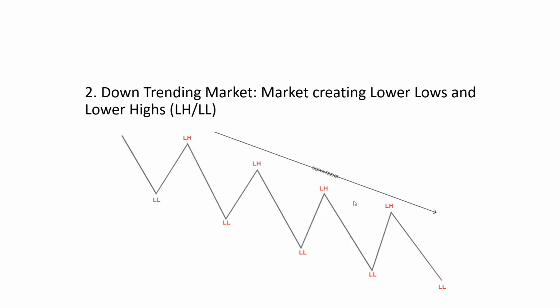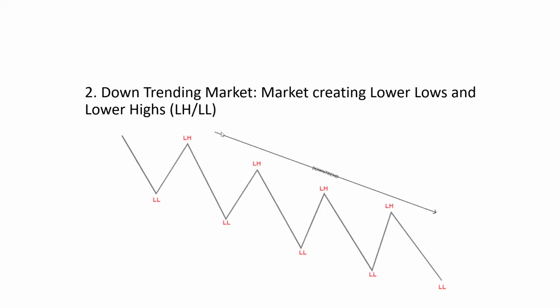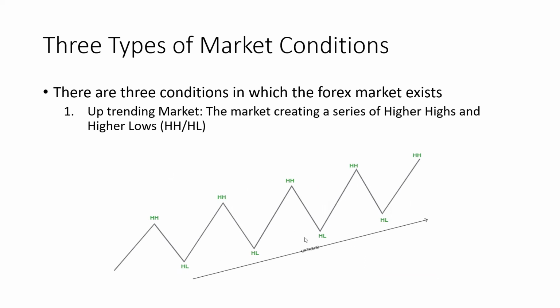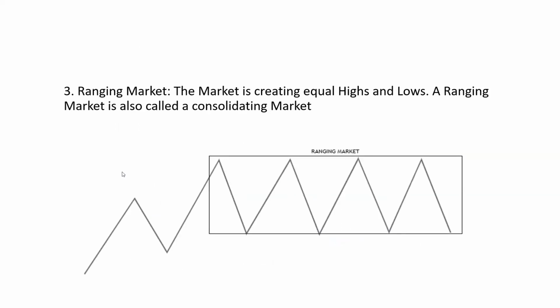So this one is a downtrend market. The first one was an uptrend market with higher highs. The second one, a downtrend market, all right? So this one is a bear market. The first one was a bull market, or bullish. What about the third one? It is a ranging market.